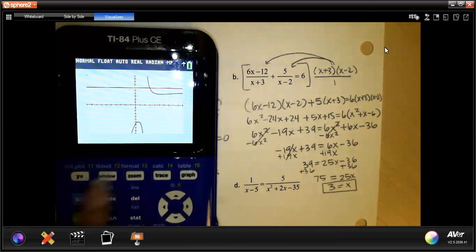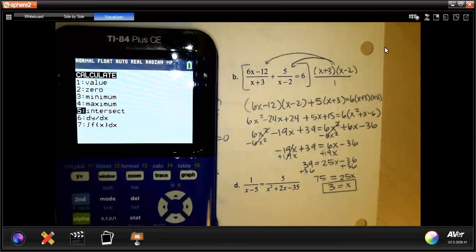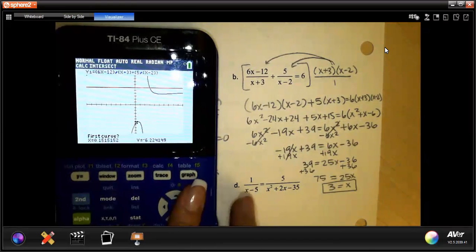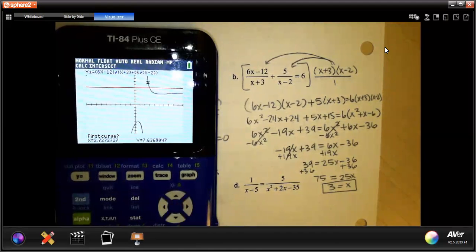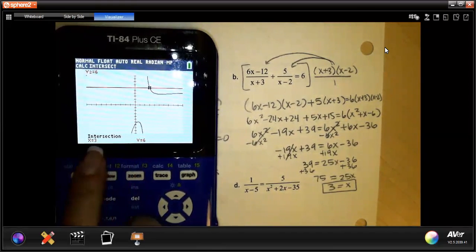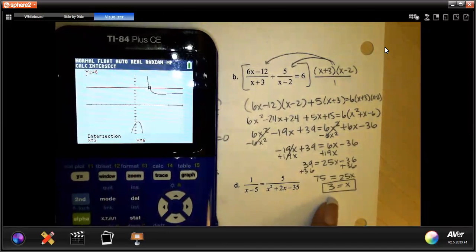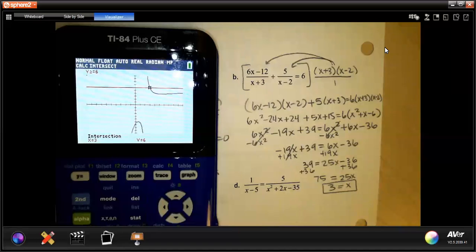So we hit second trace intersect. And then you want to make sure you move your little cursor there to be on the correct graph. And so there it is. And then you hit enter, enter, enter. And there is our intersection at 3, which is exactly what we found here. So if you use your calculator, you can check your work there to find that intersection. If you were using Desmos, same thing, you can put it in Desmos and click on it to find the intersection.